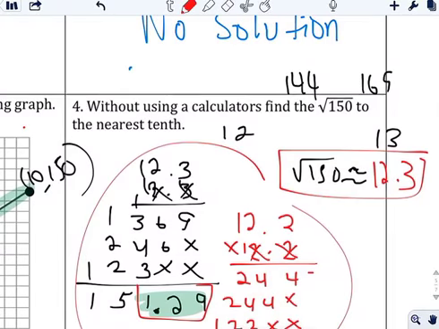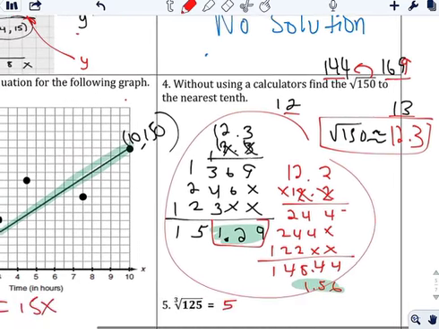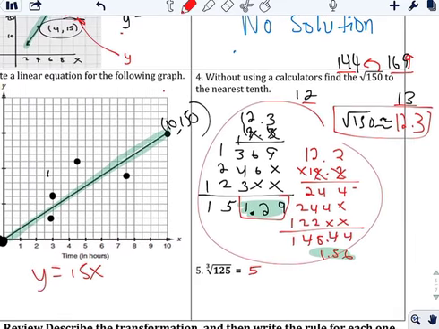You know that 150 is between 144 and 169. This is a 9. So it's between 12 and 13. Obviously closer to this number, so it's going to be closer to 12.2 or 3. So you try that to see which one is closer, and you get the closer answer there. And number 5 is 5.